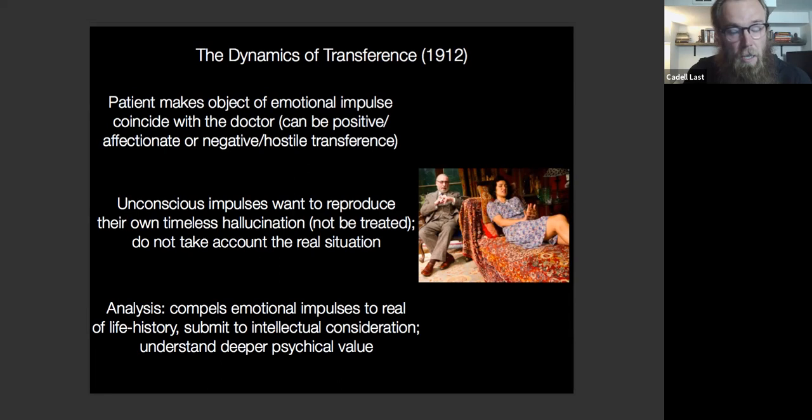So the point of the analysis is to compel the emotional impulses to the real life history of the situation, and submit the emotional impulses to intellectual consideration and to understand their deeper psychological value. So in other words, these emotional impulses shouldn't be numbed and repressed. They should be brought to consciousness and they should be made in service of reality. They have a psychological value. It's just that they need to go through a deeper maturation, a deeper development to basically meet the present moment with maturity, let's say.